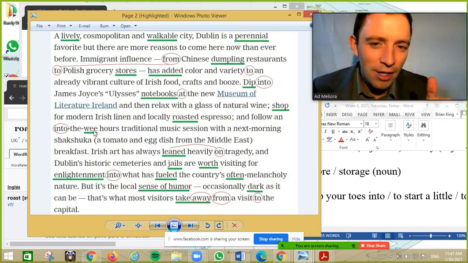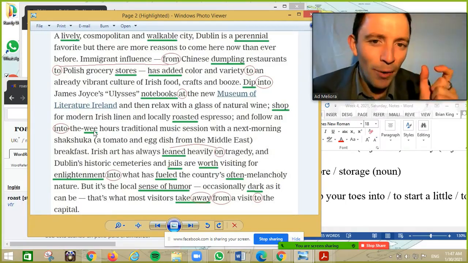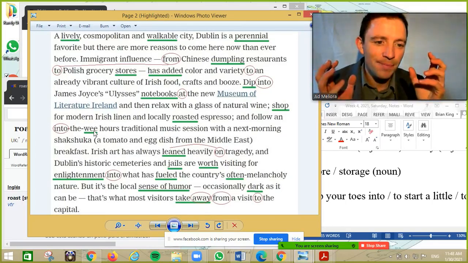For example, 1 o'clock in the morning, 2 o'clock in the morning. Madrugada maybe in Spain. Not sure. But 1 o'clock in the morning, 2 o'clock in the morning are the wee hours in very Irish language.